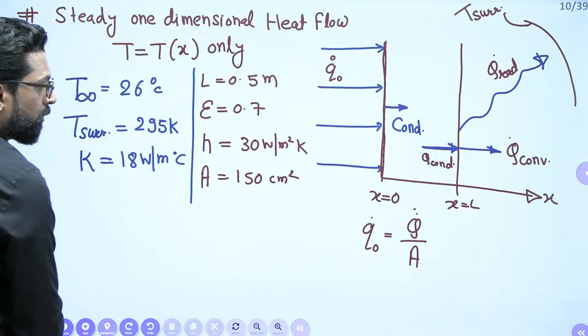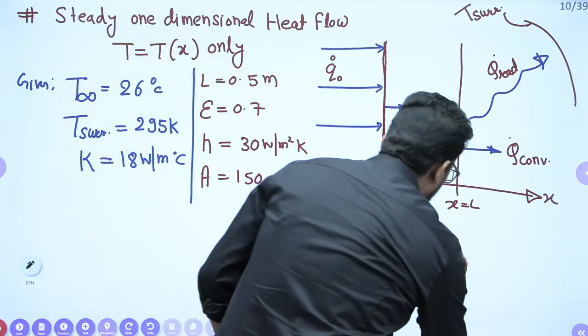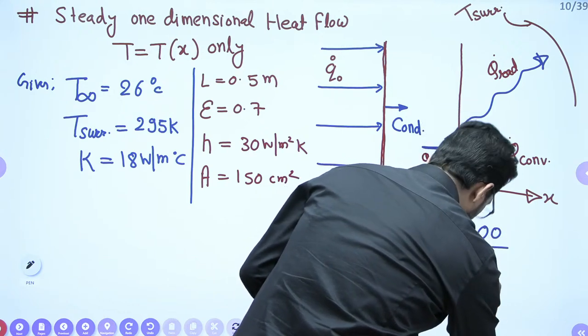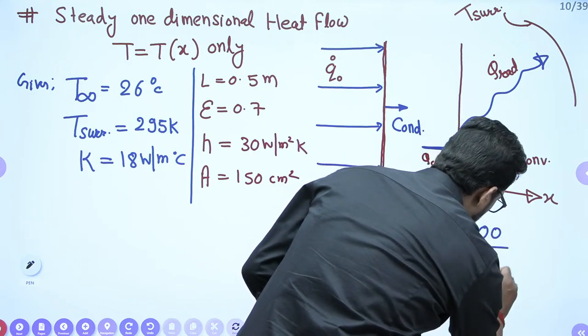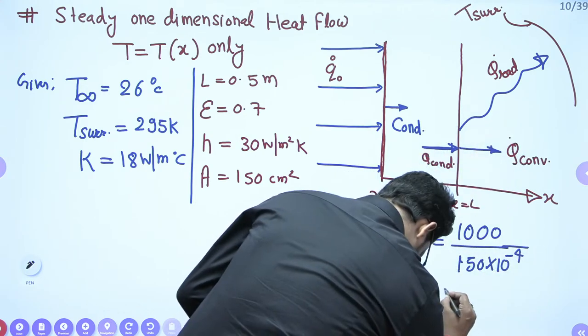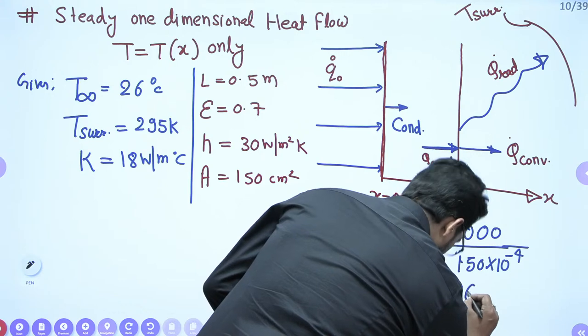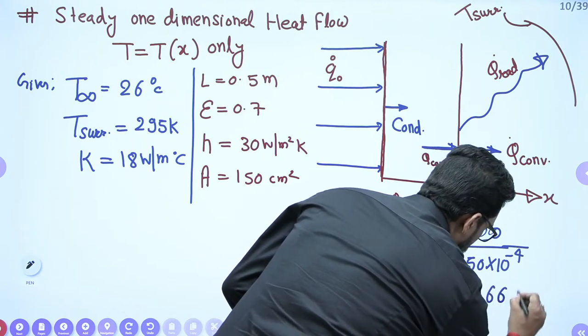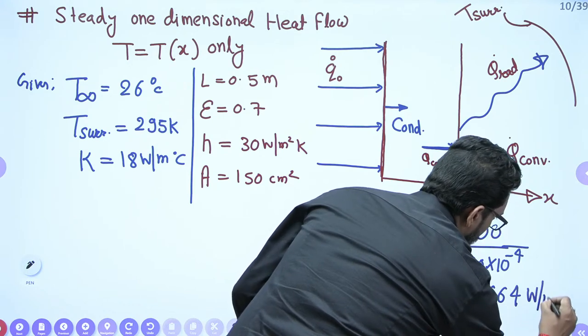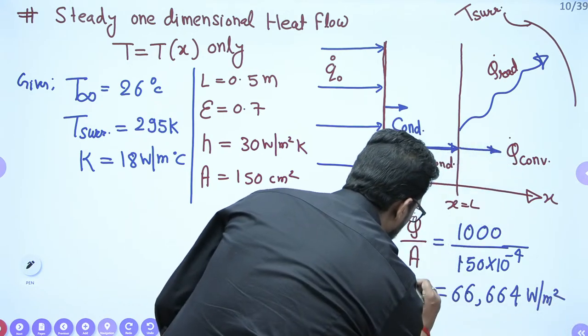So this is 1000 divided by the area, 150 cross 10 to the power minus 4. Now this is 66664 watt per meter square. So this is your heat flux.